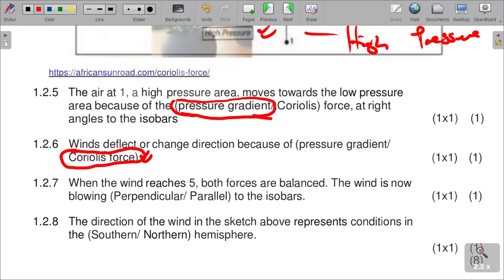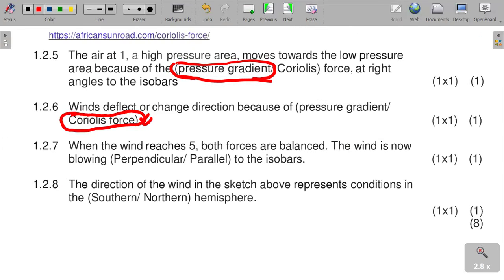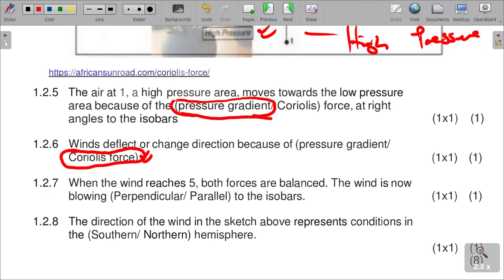It causes air to be moved either to the right or to the left based on the hemisphere in which the movement is taking place. I already explained how the deflection takes place in the southern hemisphere and in the northern hemisphere. So now we are saying wind is deflected, it changes direction because of the Coriolis force, which operates in terms of the contrast that occurs when the earth rotates and air is moving, causing air to change direction.